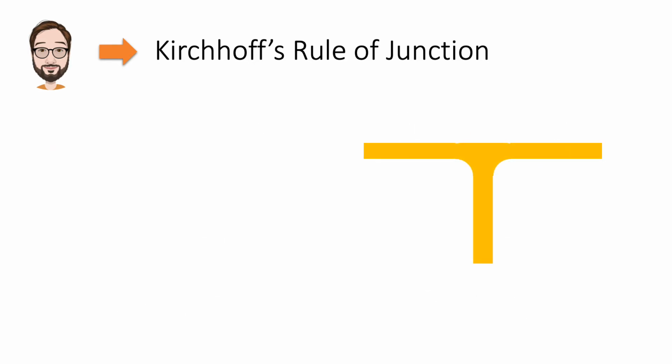Same thing if the current comes from the left, I1. So at the junction, what do we expect? We can expect that it will be split into 2 parts at the junction. The first part is going to be I2 going to the right and I3 going down, and mathematically that would be written as I1 equals I2 plus I3.